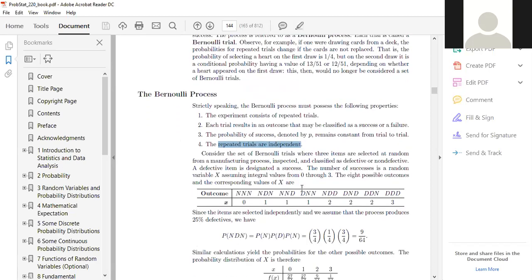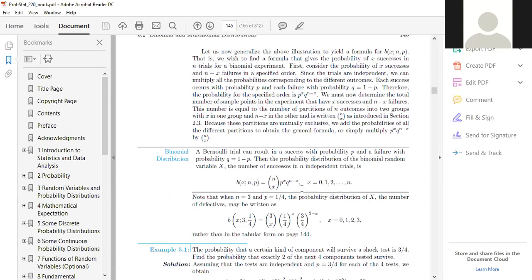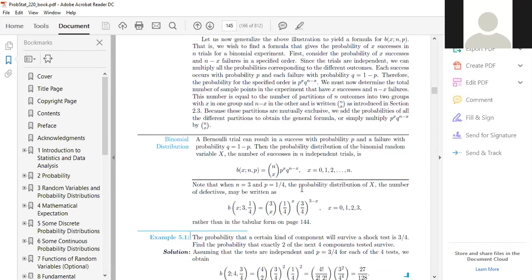Please keep this in mind, and after this I would like to go to the definition of a binomial distribution. The binomial distribution, as I told you, is given by the Bernoulli trial, which can result in a success with probability P. The failure is 1 minus P, which is equal to Q. The binomial random variable X is the number of successes in independent trials. Please look at the language: the binomial distribution gives us the number of successes in n independent trials, with probability of success P.